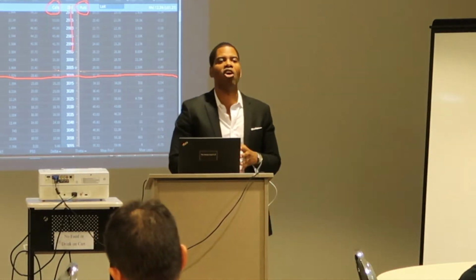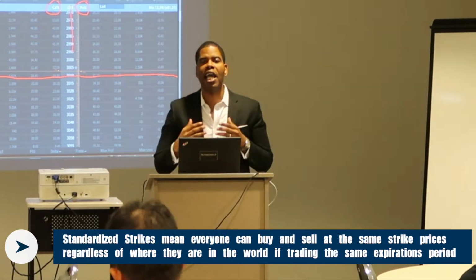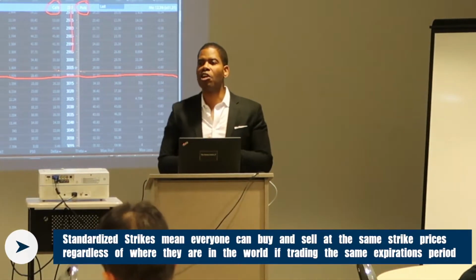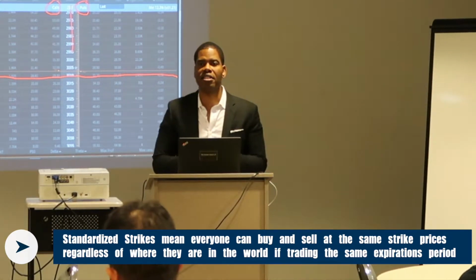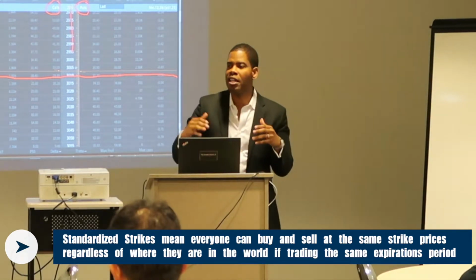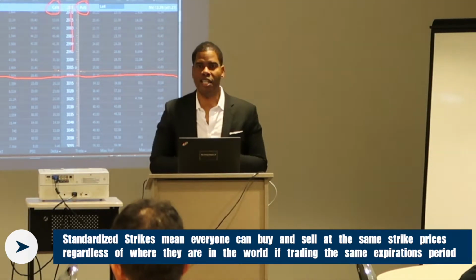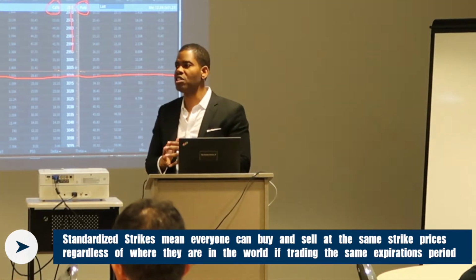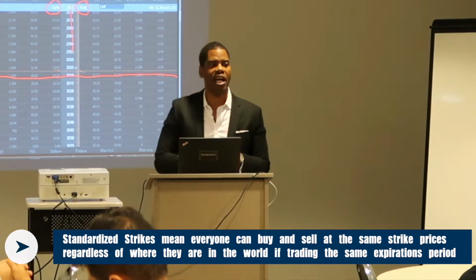And all strikes are standardized. And standardized means that everyone can buy and sell those strikes. Everyone sees the same strikes. So regardless of where you're at, if you are in the Philippines, India, New York, wherever you're at, if you're trading the SPX cash settled index, you will see these strikes and you'll be able to buy and sell at these strikes. That's what standardized means.